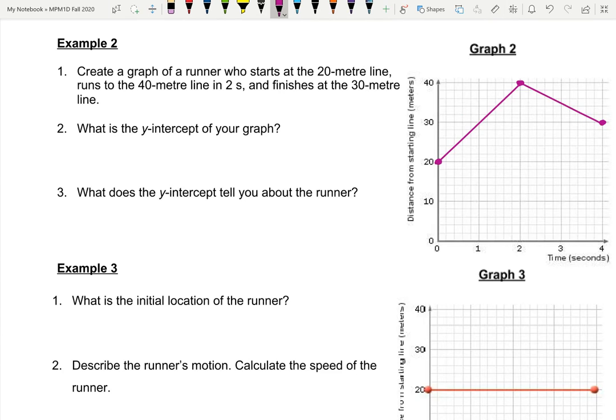What is the y-intercept of your graph? b is equal to 20. What does the y-intercept tell you about the runner? Well, it tells me that the runner didn't start at the starting line, because our y-axis is still the distance from the starting line. So this runner didn't actually start at the starting line. This runner started 20 meters away from the starting line.